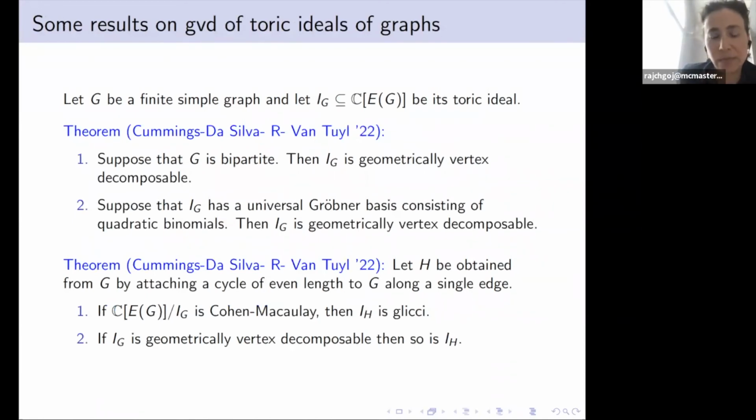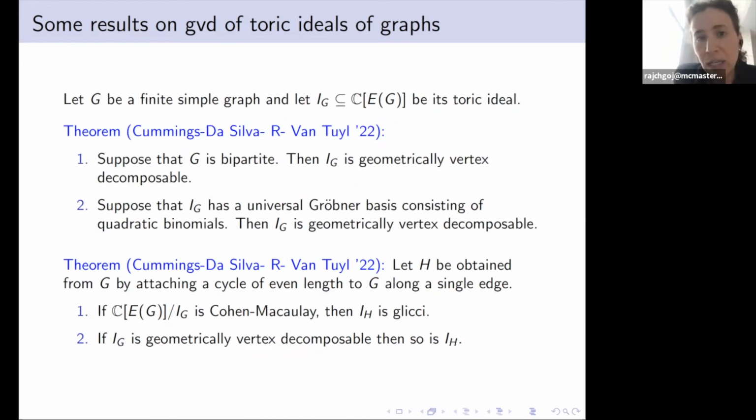All right. So what can we say? Well, following Gorla and Constantinescu, we can use many of their techniques and results to show that in fact their Gleachy result can also be obtained by first showing that IG is geometrically vertex decomposable and then using the fact that geometrically vertex decomposable ideals are Gleachy. But again, it's just an adaptation of their argument. We can also show that if IG has a universal Grobner basis consisting of quadratic binomials, then IG is geometrically vertex decomposable and hence Gleachy. So that's a separate case.